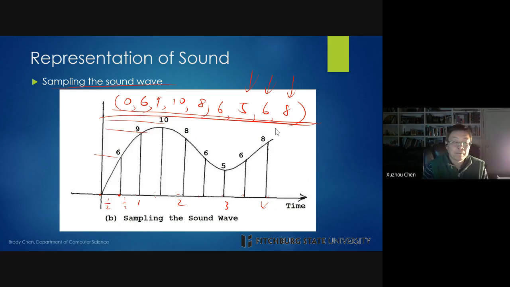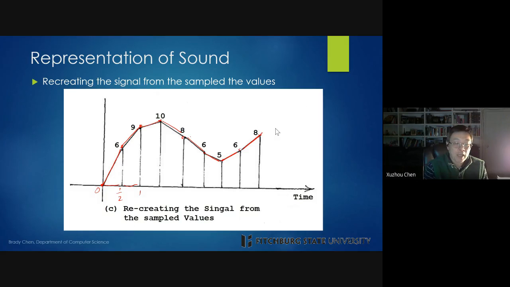Now, what's the problem here? Does the digital sound wave truly represent the original sound wave? Yes or no? The answer is no. It's close, but it's not the same. The digital wave only approximately represents the original sound wave, because you lose a lot of information in between. However, it's close.